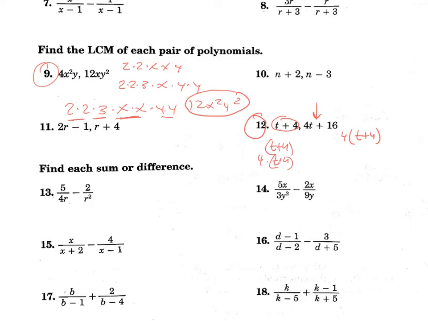So what's our least common multiple? We have to use t plus 4 because it shows up once on both. And we have to use 4. So our least common multiple is 4 times t plus 4. Okay, hopefully that makes some sense. That should allow you to do numbers 10 and 11 on your own, I think.